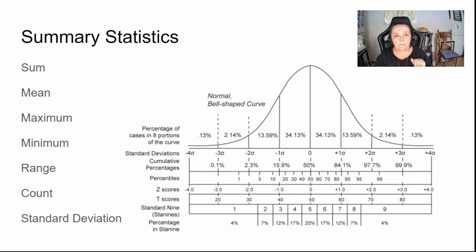And then you want to look at the summary statistics for your data. If you have been in a stats class, you know what summary statistics are, and you may know that from math class anyway. Some examples are the sum, the mean, the maximum, the minimum. What is the range of data values?